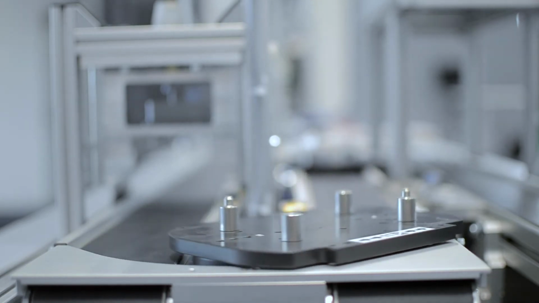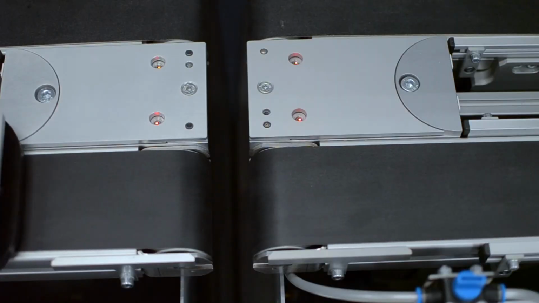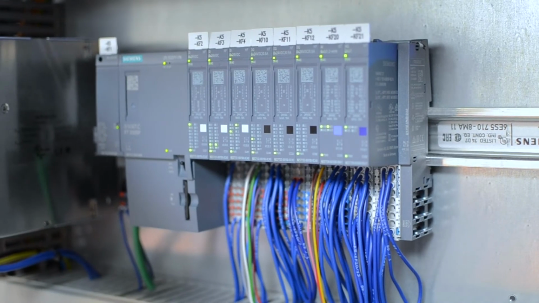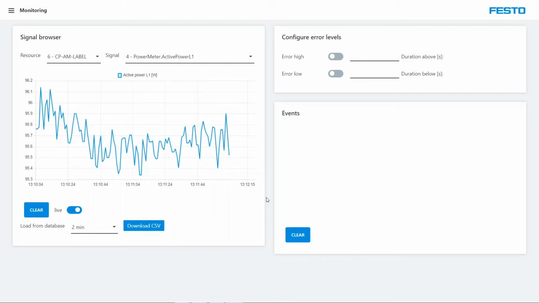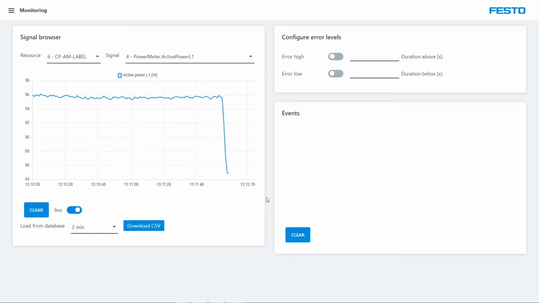Let's look at this model factory. The conveyor belt runs even if nothing has to be transported, a typical case of waste. The solution? Light barriers and the control system detect whether a carrier is still on the belt and switch off the drive. Consumption is decreasing, sometimes significantly, depending on the capacity utilization of production.